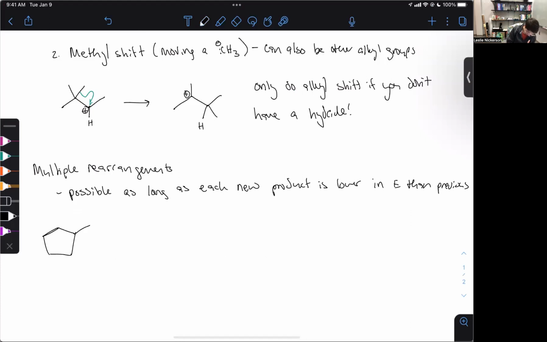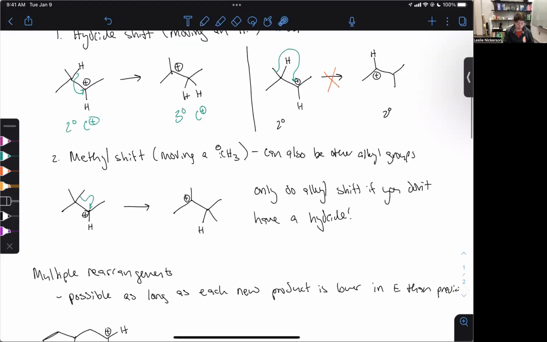So let's take a look at this carbocation to start. When I first start, I've got a primary carbocation. Not good. It's really not good. So I really need to be checking out what are the things attached to that carbocation and can I move anything to make it a better carbocation.